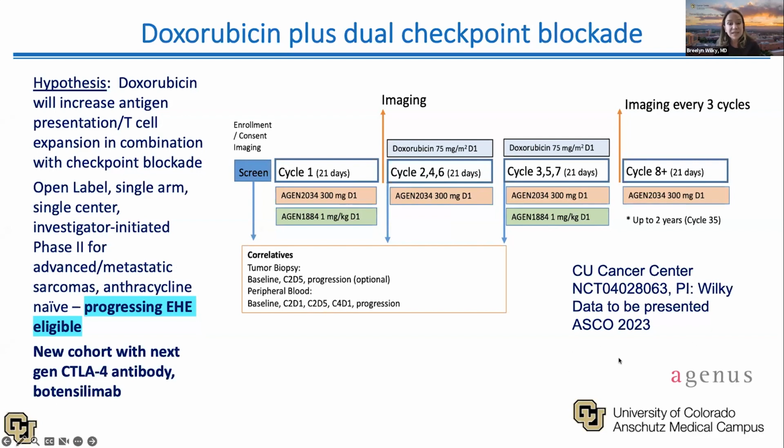We're going to present this data overall for all sarcomas at ASCO. And there is an ongoing cohort, a new group of patients being treated right now with a next generation immune therapy drug called botensilimab that looks really promising. So again, this is not the right trial for everybody, but for rapidly progressing EHE that has not received chemo, specifically doxorubicin, this is something to think about.